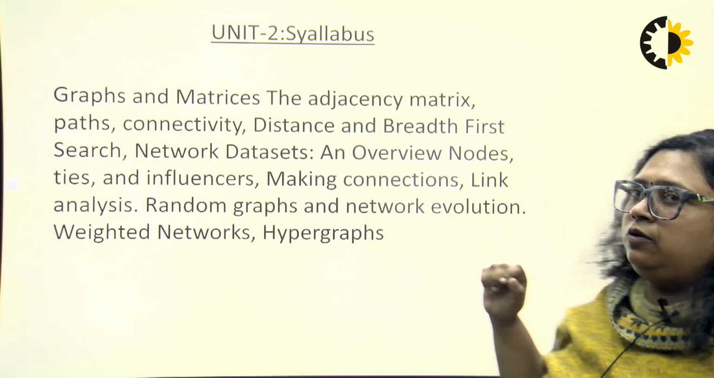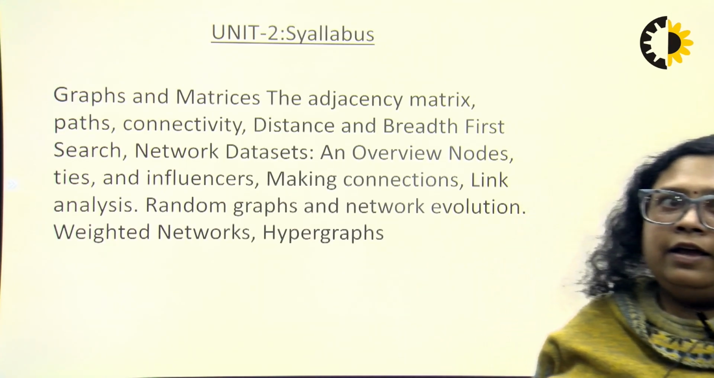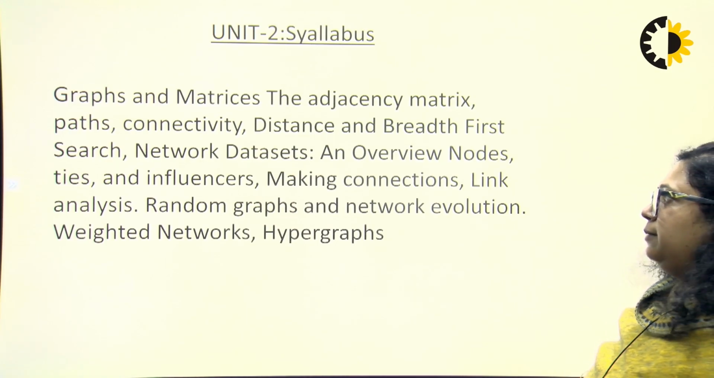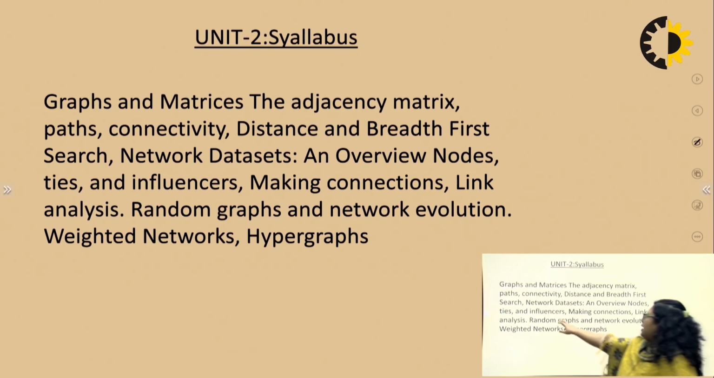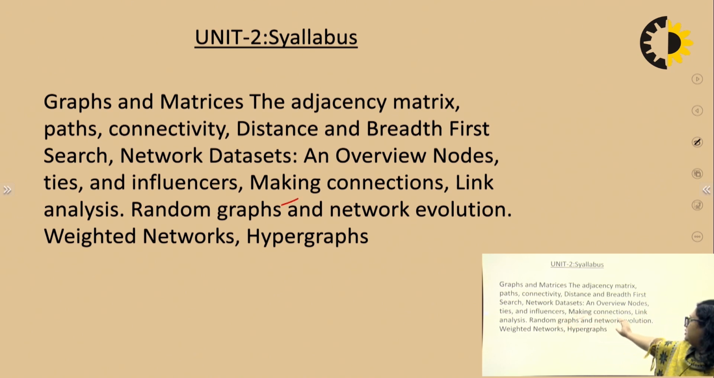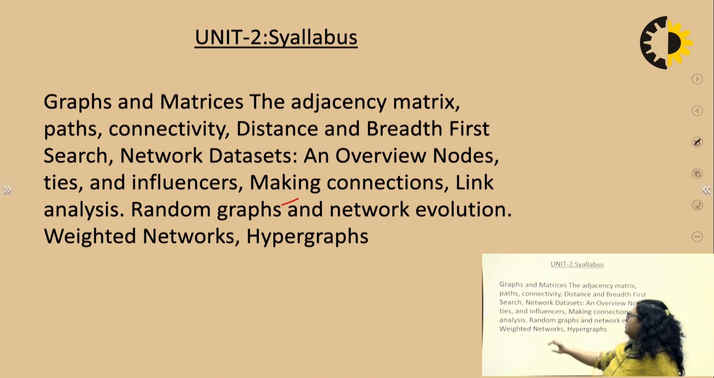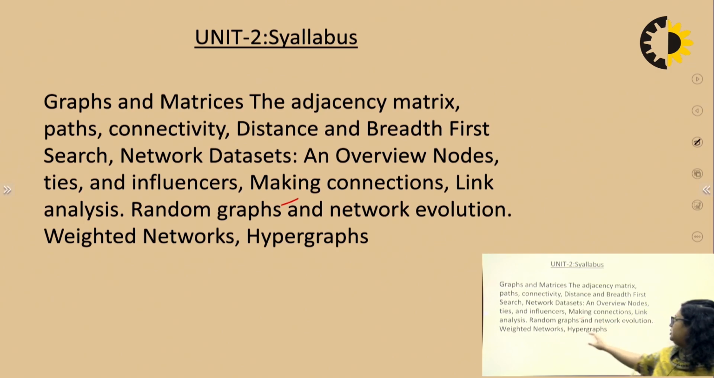So I am taking Unit 2 today, and the Unit 2 AKTU syllabus is as follows. Graphs and matrices will be covered in Unit 2: adjacency matrix, paths, connectivity, distance, and BFS, network database, overview of nodes, ties, influencers, making connections, links, analysis, random graphs, network evaluation, weighted networks, and hypergraph will be covered in Unit 2 of SMA and DA in the AKTU syllabus.